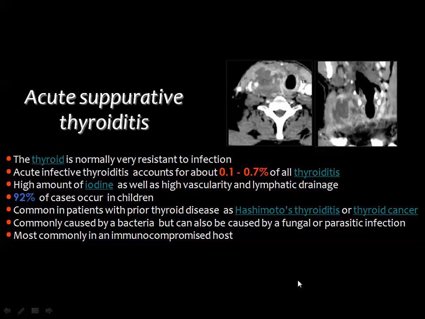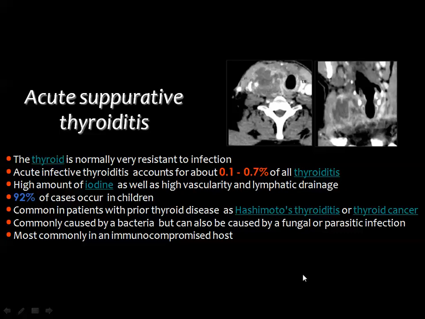You know that the thyroid gland is very resistant to infection because of the iodine content, which is one of the major disinfectants used in surgery. Then infection of the thyroid accounts for about 0.1 to 0.7 of all thyroiditis. Acute infection is in this range, and the high amount of iodine as well as the high vascularity and the lymphatic drainage are barriers against the infection of the thyroid gland.